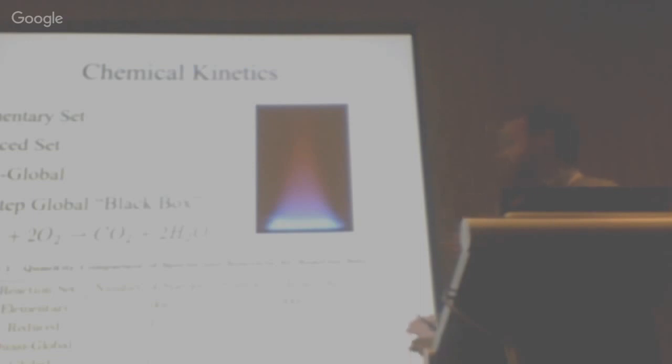So the ultimate is the elementary set. This basically has every single species and reaction that occurs in a given reaction, or a given process. So for even something as simple as combustion, you're in thousands of reactions and hundreds of species, and we don't even know all the elementary reactions out there. It's an ongoing research topic.